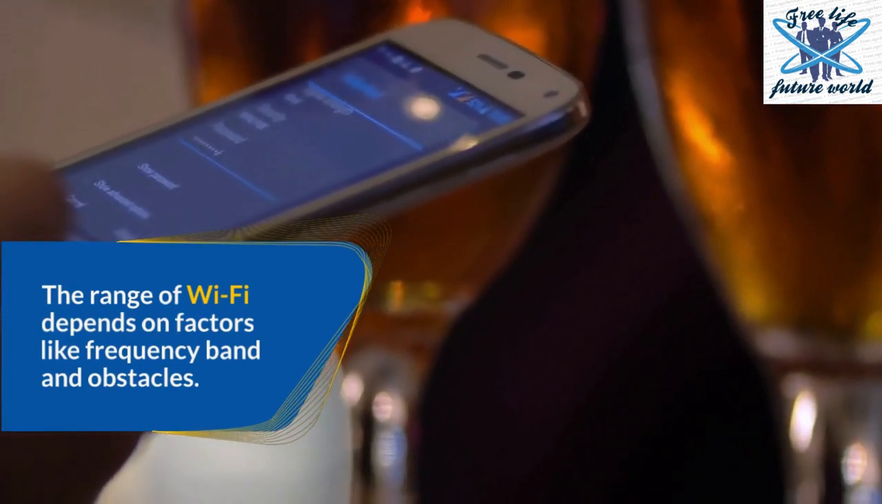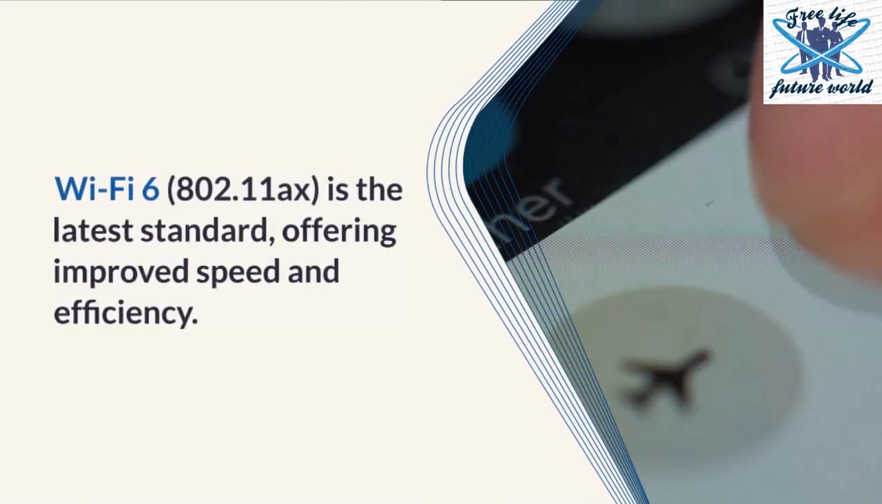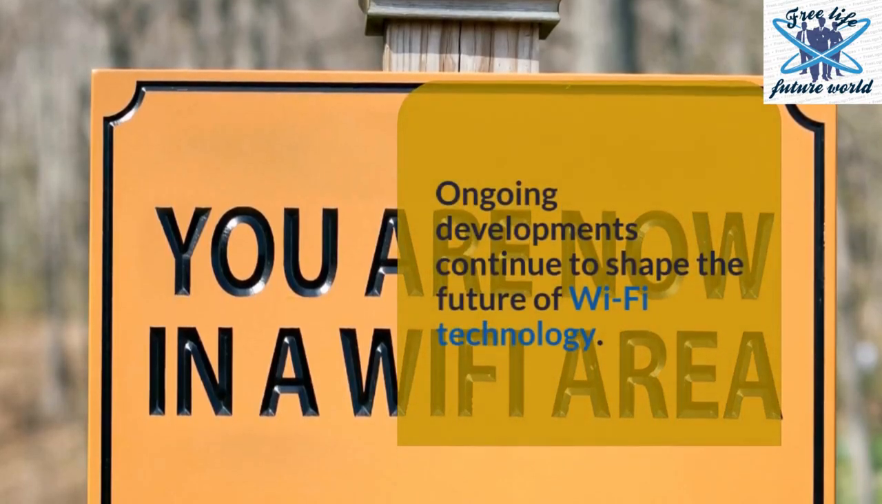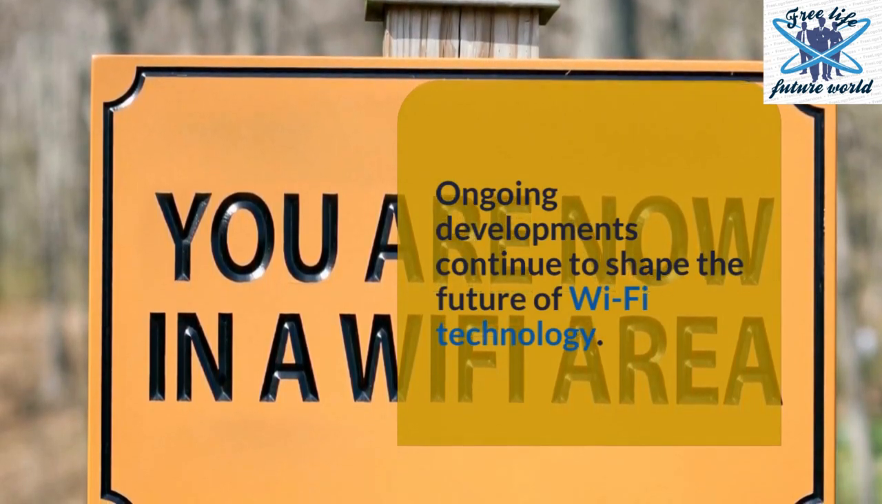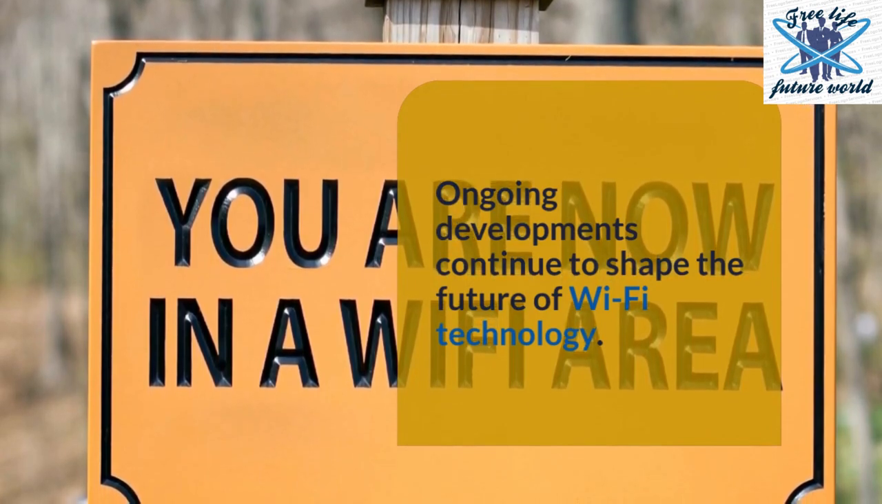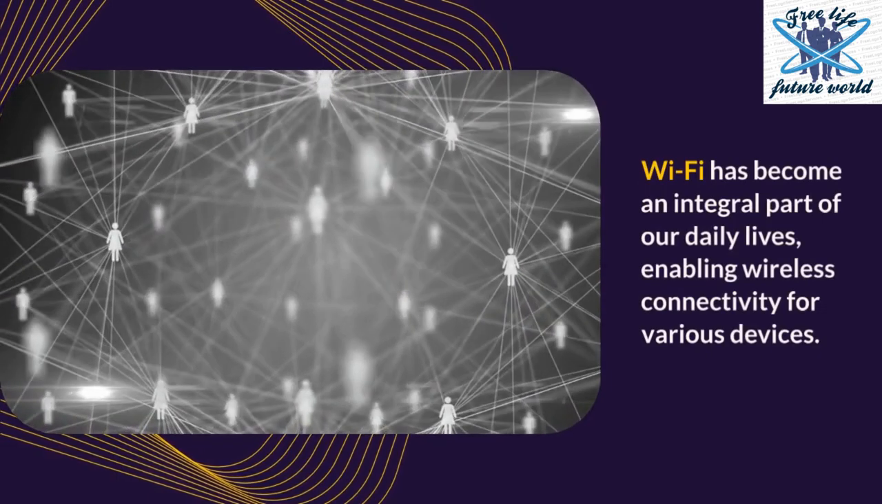Data transfer rates. Wi-Fi offers varying data transfer rates depending on the standard and the capabilities of the devices involved. The newer standards, such as 802.11ac and 802.11ax, provide higher speeds compared to older ones like 802.11b or 802.11g and 802.11a. Security. Wi-Fi networks can be secured using various encryption methods to protect the transmitted data.